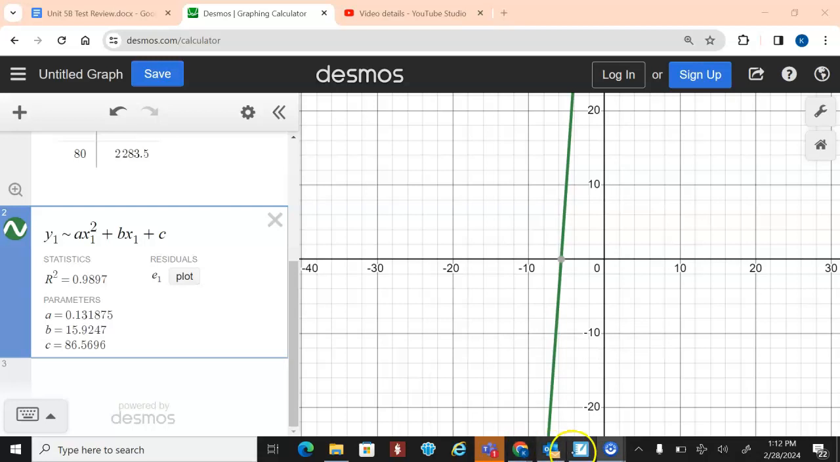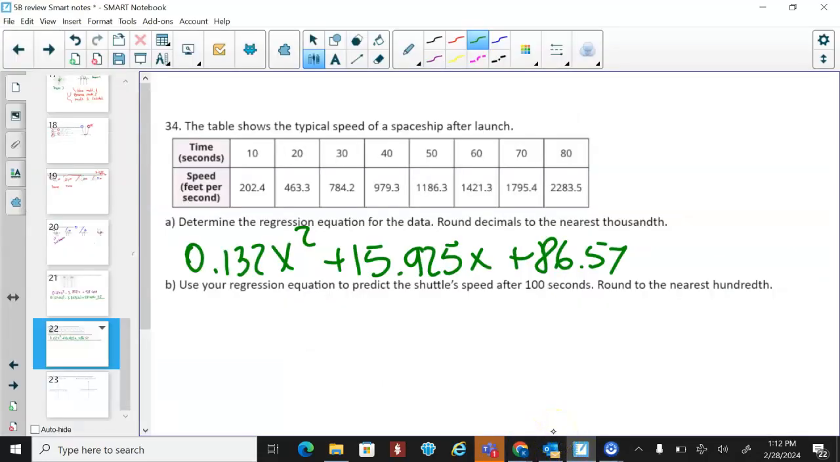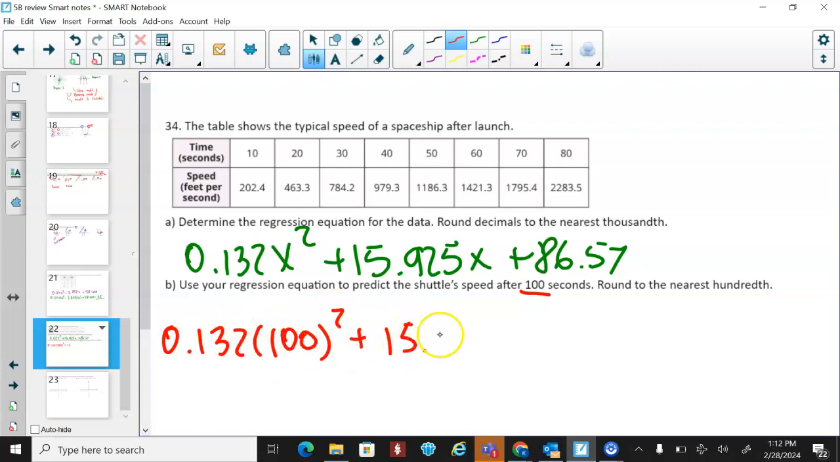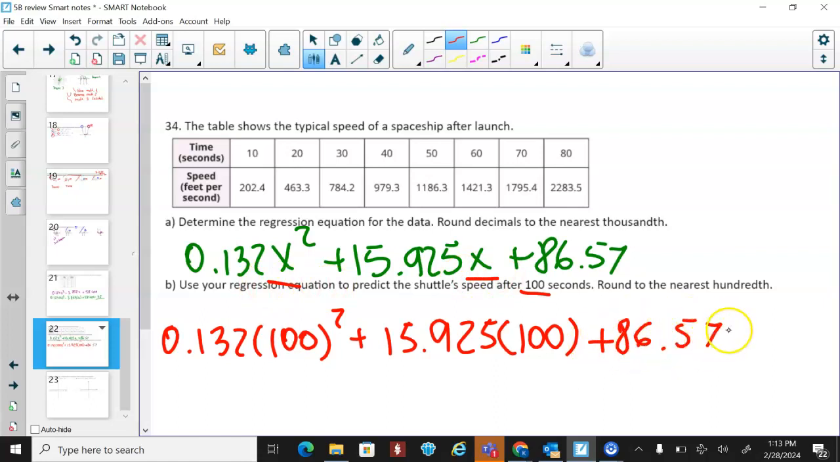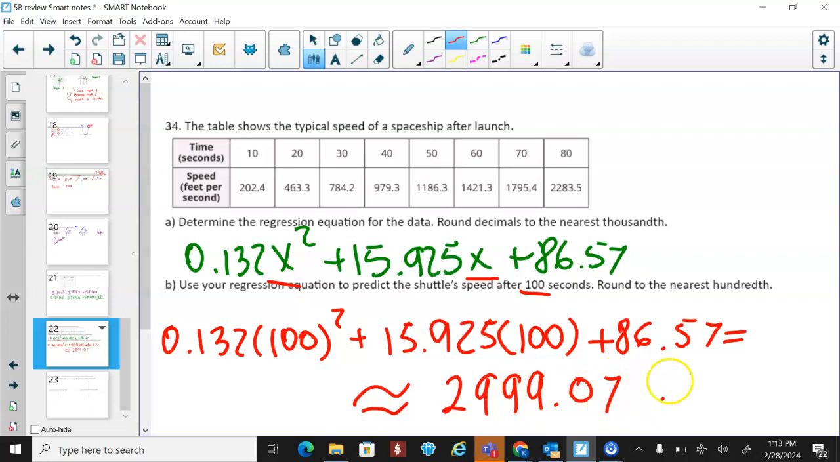Now, the second part of the question says use the regression equation to predict the shuttle speed after 100 seconds. Of course, the 100 seconds will be plugged in instead of the x. So 0.132 times 100 squared plus 15.925 times 100. So again, you're plugging in instead of the x, and then plus 86.57. And all of this is approximately 2,999.07 feet per second. Okay?